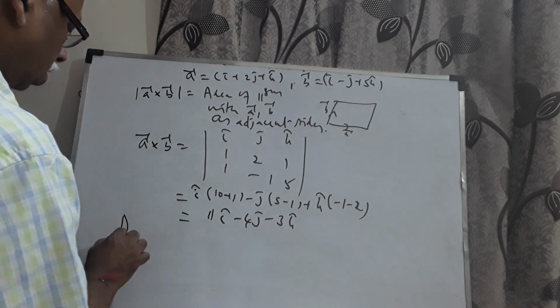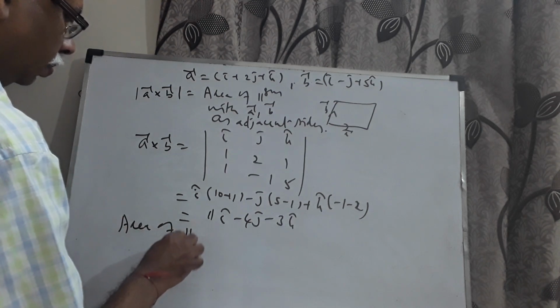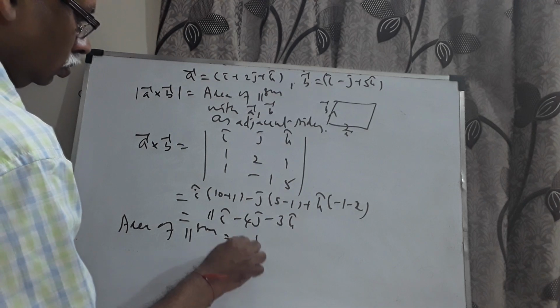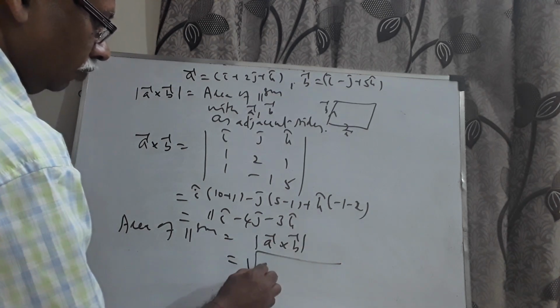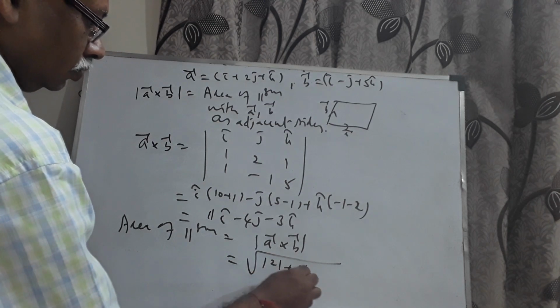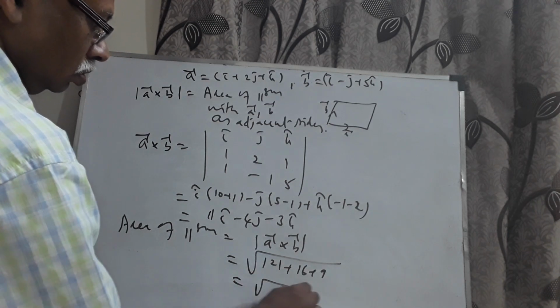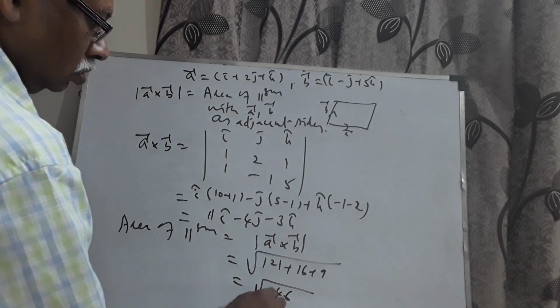Now the area of the parallelogram is equal to mod A cross B, which is root of 121 plus 16 plus 9, root 146 square units. This much square units.